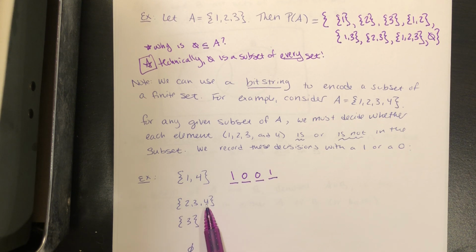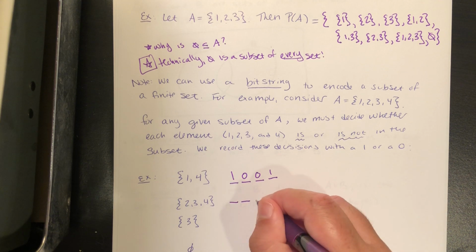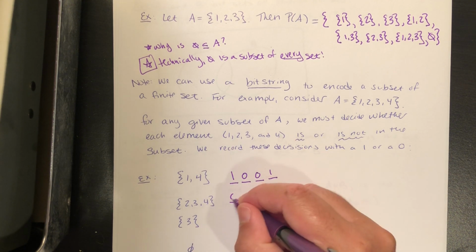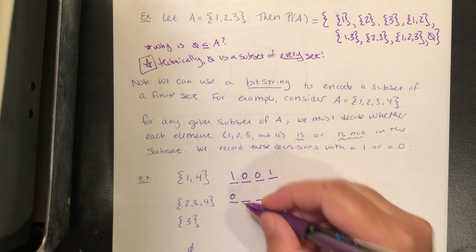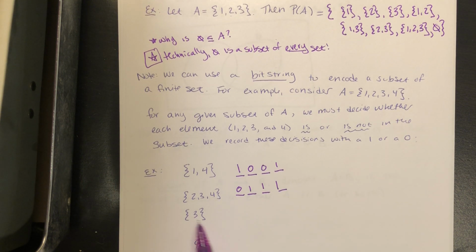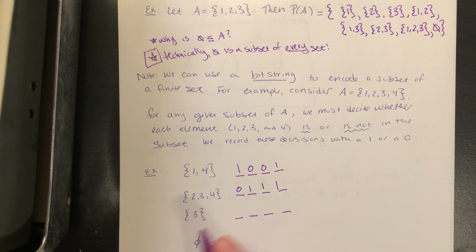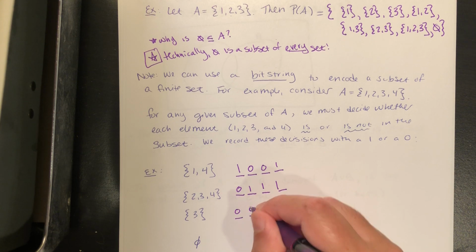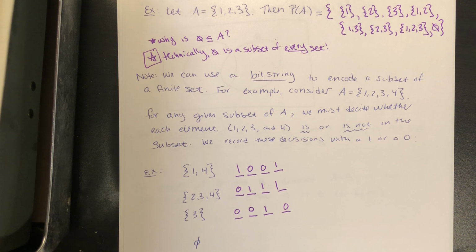Similarly, the set 2, 3, and 4 is a subset of A. Is 1 in the subset? No, so put a 0 in the first spot. But then 2, 3, and 4 are all in the subset, so we'll put 1s in the remaining 3 spots. So this is saying, I'm not going to include 1, but I will include 2, 3, and 4. All right, my third subset here is just containing the number 3. So it doesn't contain a 1, it doesn't contain a 2, it does contain a 3, so put a 1. It does not contain a 4.